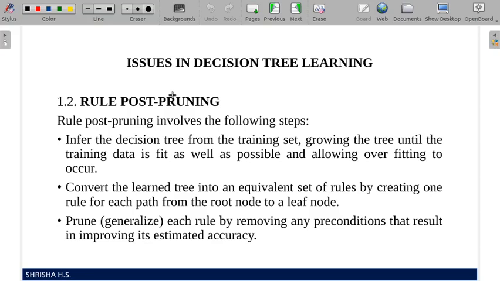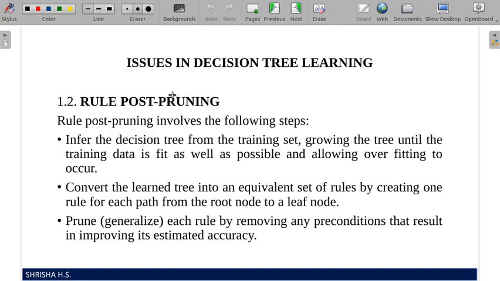So the second one is rule post pruning. We'll see how we prune the tree after the fully grown tree is overfitting the data. First, we create the decision tree from the training set, growing the tree until the training data is fit as well as possible and allowing overfitting to occur. So it will overfit.